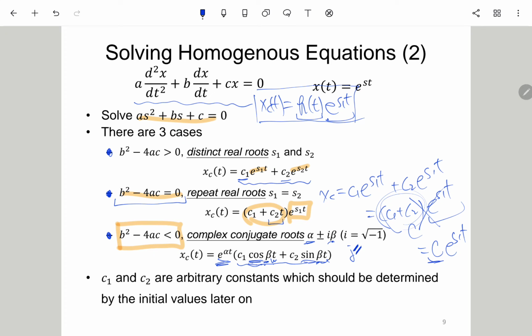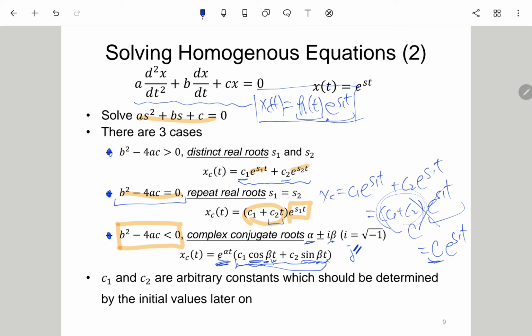In linear algebra we call this a linear combination of cosine of beta t and sine of beta t. It means that we multiply each function by a constant and add them together. That is the linear combination of the two original functions, multiplied by this factor, and that is the third case. It is the most useful one, because cosine and sine appear. Here C1 and C2 are arbitrary constants, which should be determined by the initial values later on. In all these three cases, C1 and C2 can be arbitrary values.